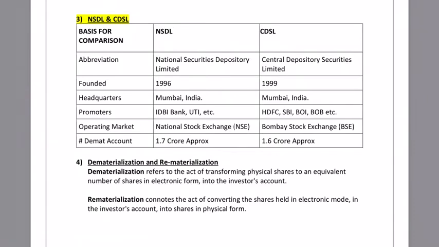Now, NSDL is a depository attached to NSE, or National Stock Exchange, and CDSL is a depository attached to BSE, or Bombay Stock Exchange. Currently, as per the figures I have, the number of demat accounts with NSDL is around 1.7 crores. With CDSL, it is around 1.6 crores. If you're asked a specific question to distinguish between NSDL and CDSL, you can use this. And even if a short note is asked on any of the depositories, give an introduction and talk about the specific depository.